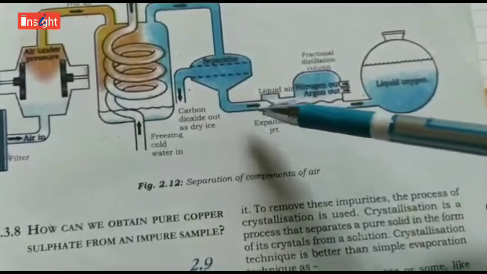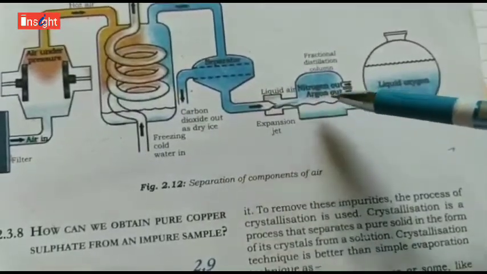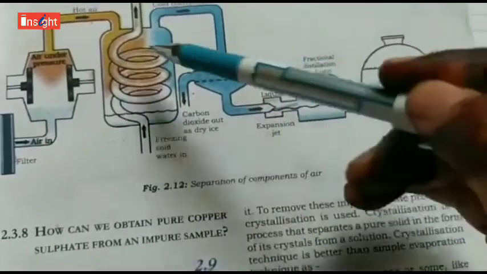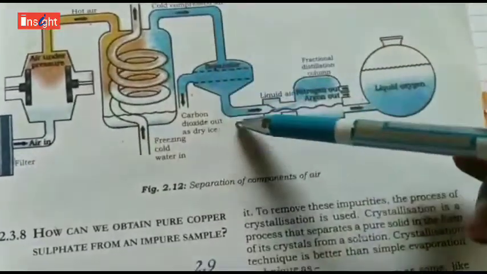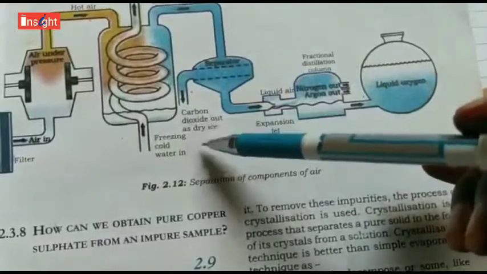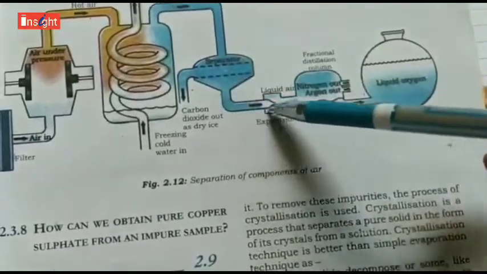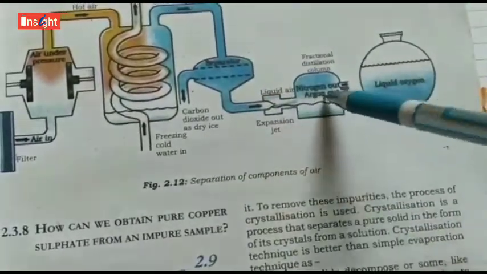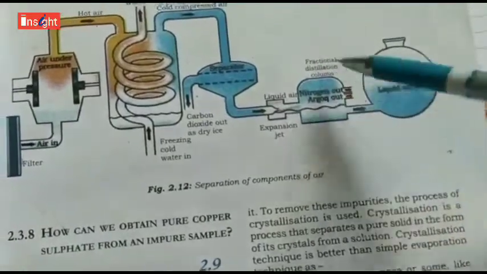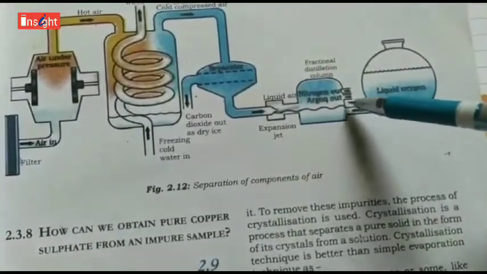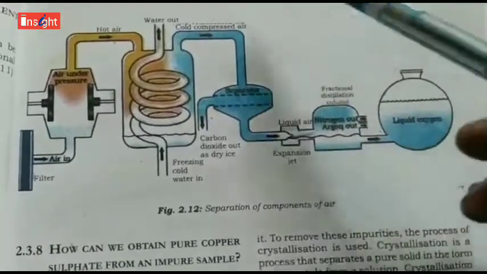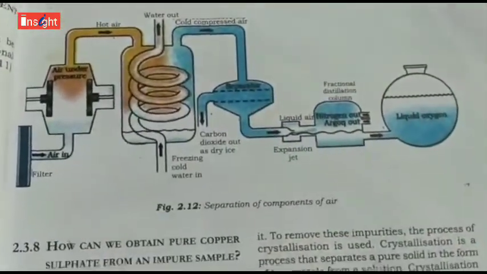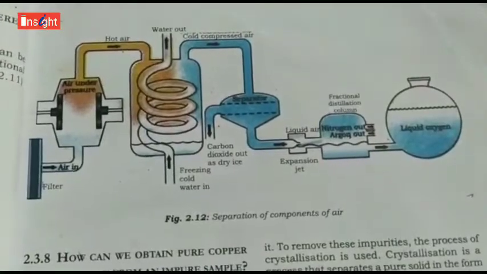Then the liquid air is passing. Here in the fractional distillation column it becomes liquid air. The carbon dioxide comes out as dry ice, and the liquid air passes through the fractional distillation column, and the nitrogen and argon gases are also out, and we get the liquid oxygen. So this is also known as fractional distillation, or the separation of components of air.